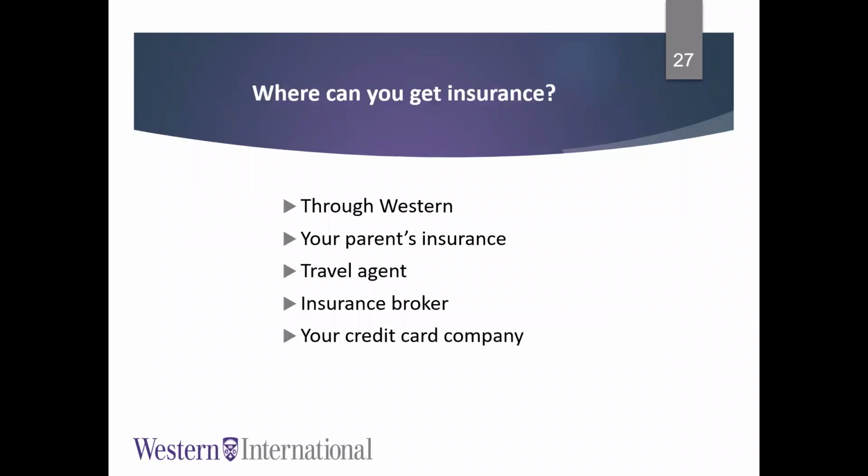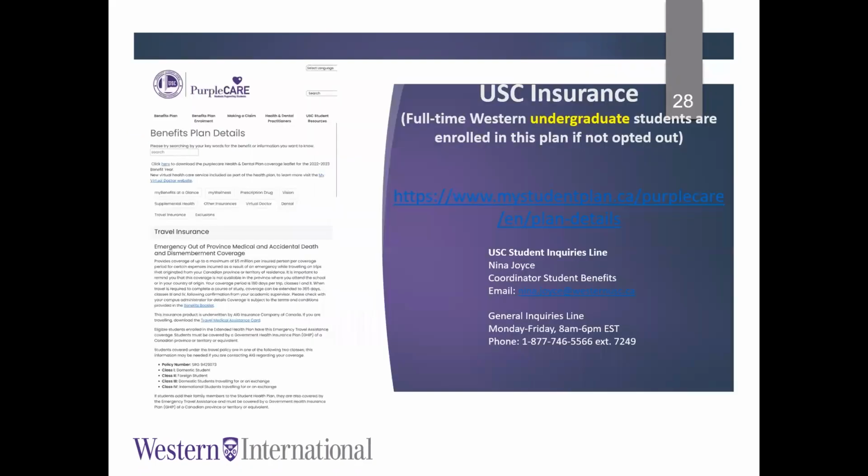Where can you get insurance? You can get insurance through Western or your parents' insurance if you're still young enough, or through a travel agent, insurance broker, or your credit card company. All full-time Western undergrad students are automatically enrolled in the USC travel insurance plan if you have not opted out. You can go to this website and click on benefits booklet to check out the detailed coverage. And you can see the policy number over there. If you have any questions, reach out to USC.